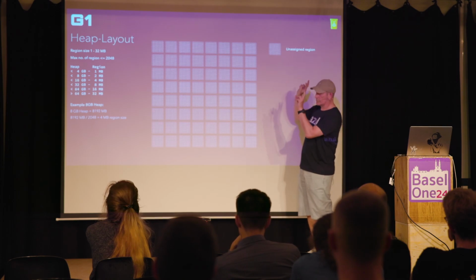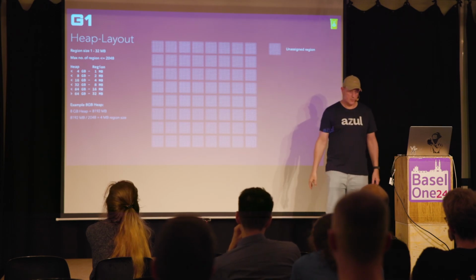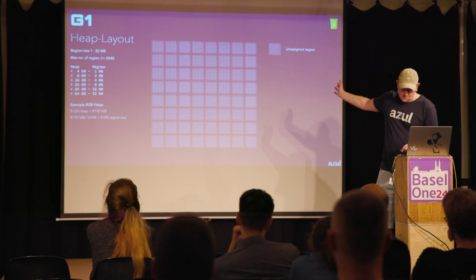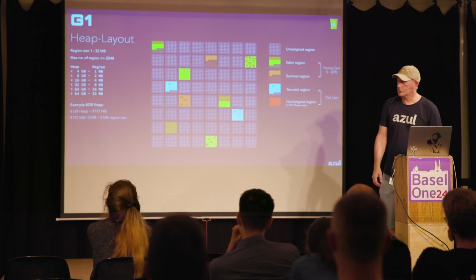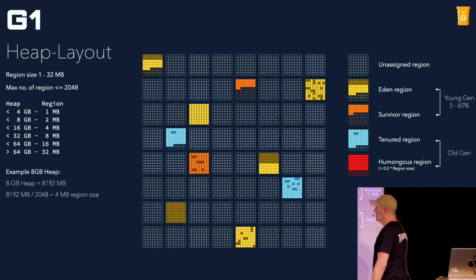And then we have these memory cells inside. This is just for the demo. This is the empty heap. This is how it could look if we run it. We have Eden regions, we have survivor regions, and we have tenured regions. Right? We have multiple ones.